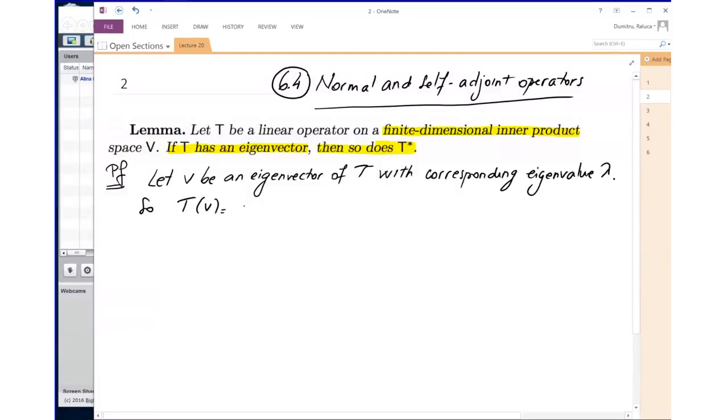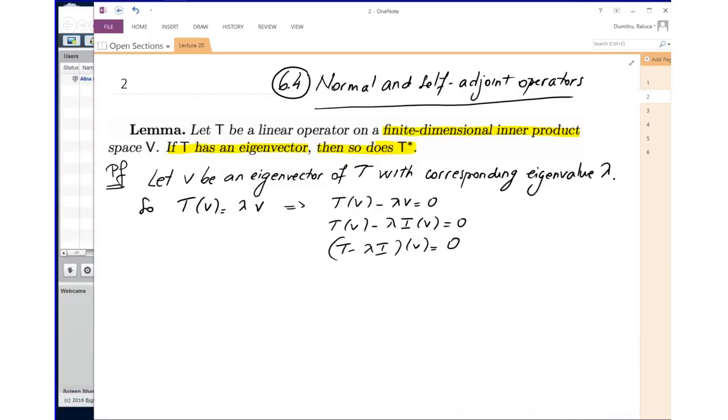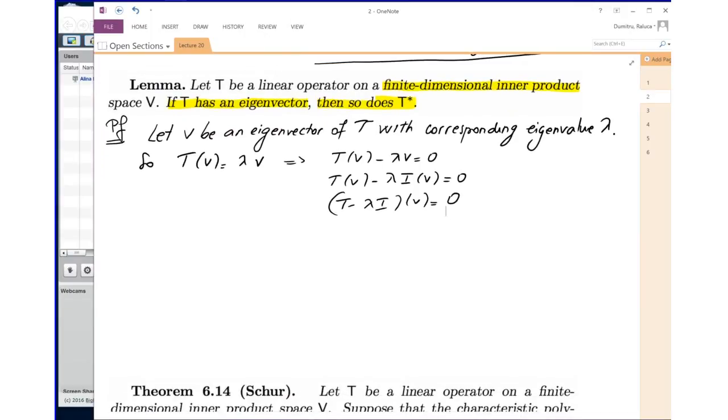Just to remind you, that means T of V equals lambda times V, which is a thing that we can also write like this. Replace V by identity of V. And in the end, V turns out to be a zero of the operator T minus lambda identity, right? If you look at it in this way. Okay, so here's how we're going to get to T star.